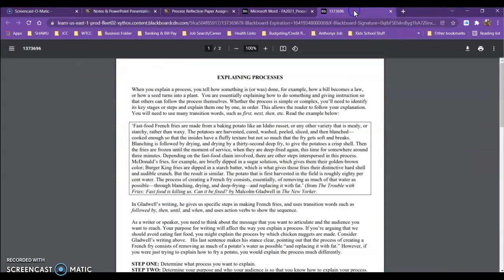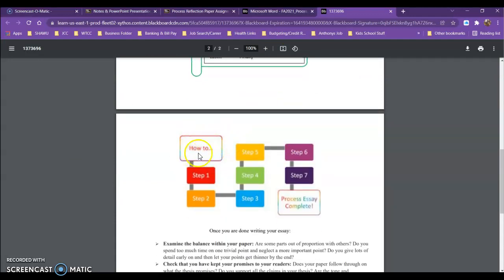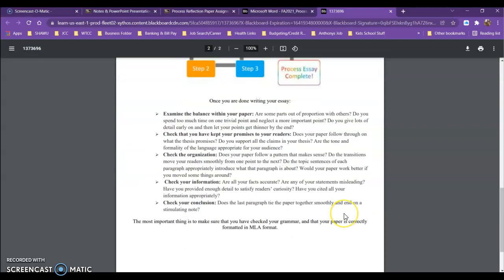All right. Lastly, really quickly, there's also going to be a paper in there about explaining processes. Please take the time to kind of skim through that information. It gives you some transitions and then just kind of shows you how things are done with this kind of step-by-step process. Okay. And then, talking about examining your paper, checking for all the information and checking your conclusion. So make sure you go through, read all that information.